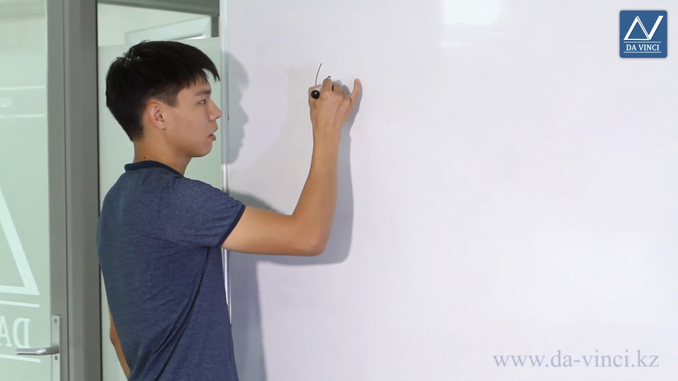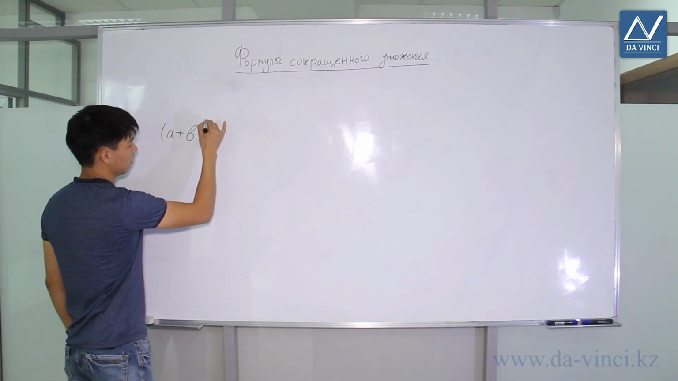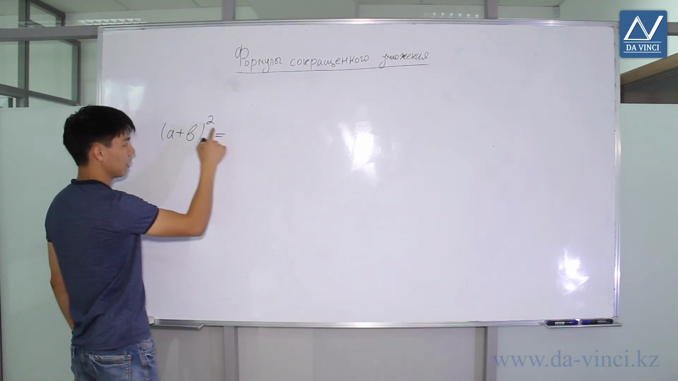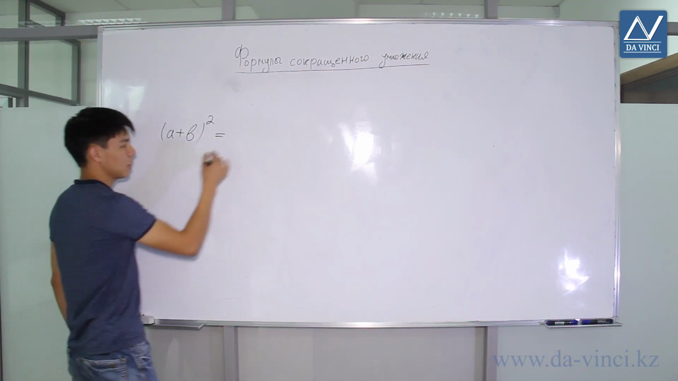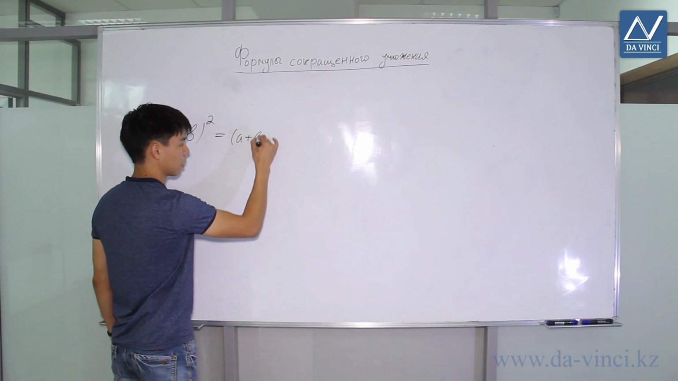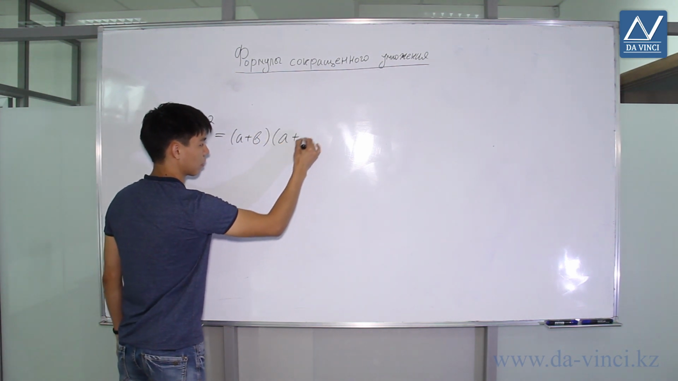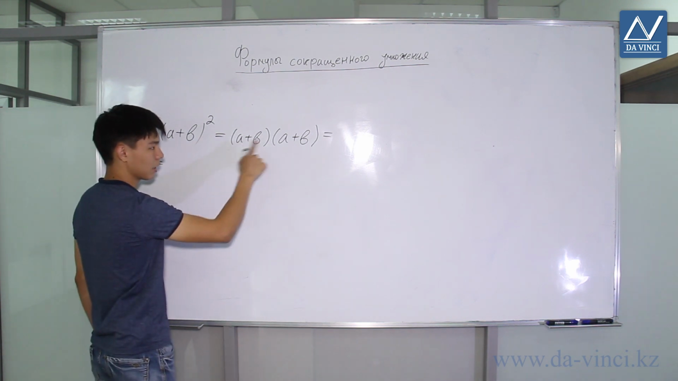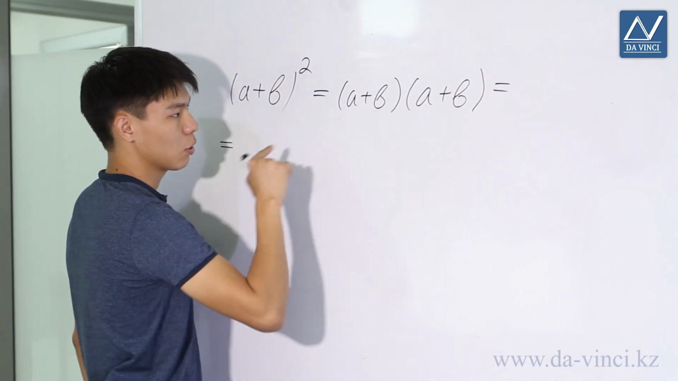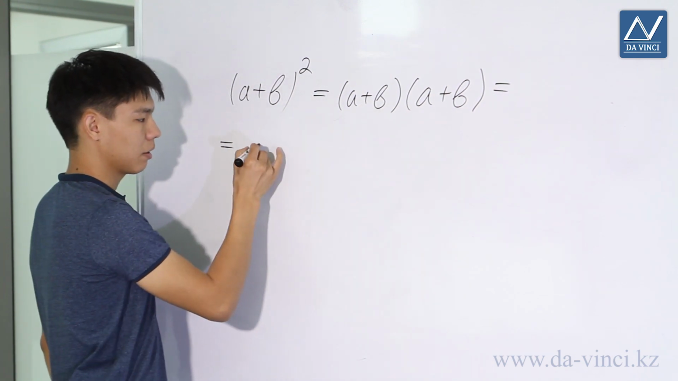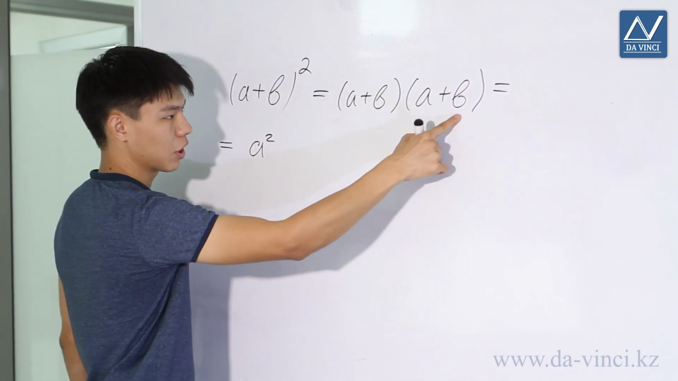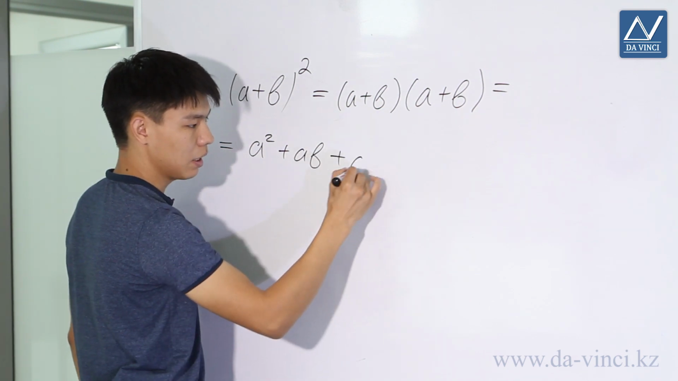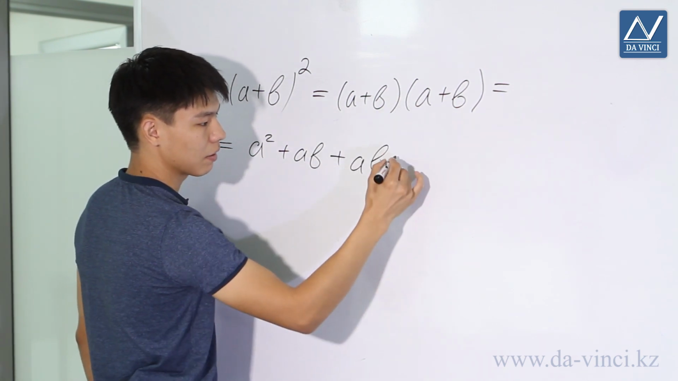Let's find the square of this expression, (a + b) squared. We know that a square is a product of an expression by itself. And we know how to multiply a polynomial by a polynomial, so let's do it. A multiplied by a is a squared. A multiplied by b is ab. B multiplied by a is ab as well. And b by b is b squared.